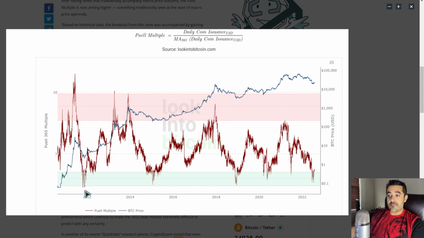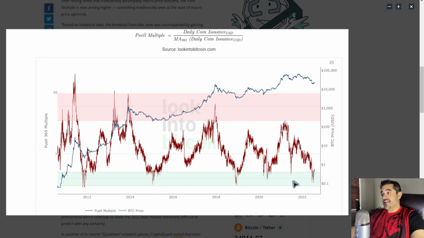So now let's look at all these bottoms. We see this bottom here in the Puell multiple correlates with a market price bottom. We see this bottom here correlates with a market price bottom. We see this bottom here correlates with a market price bottom. You see where I'm going with this? You see this one here correlates with the March 2020 pandemic bottom. And we have been in this buy zone for quite some time over the last few months, and we are now working our way out of it, which means this may be correlating with a market price bottom.